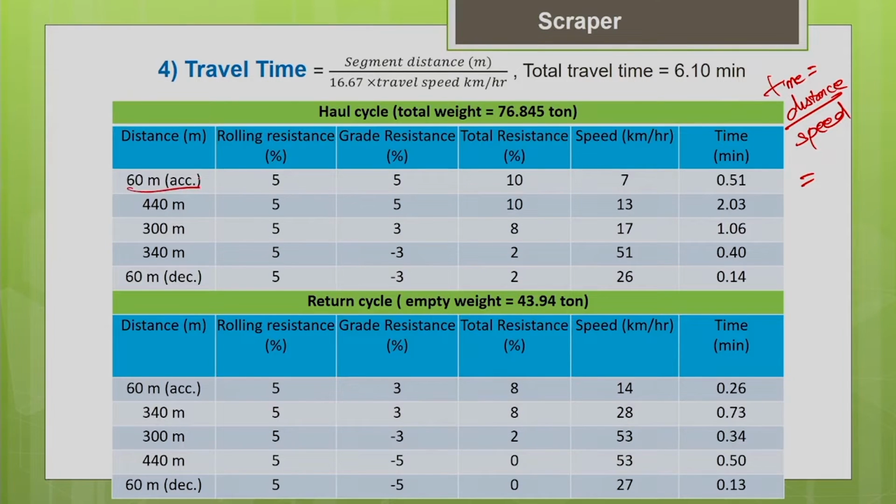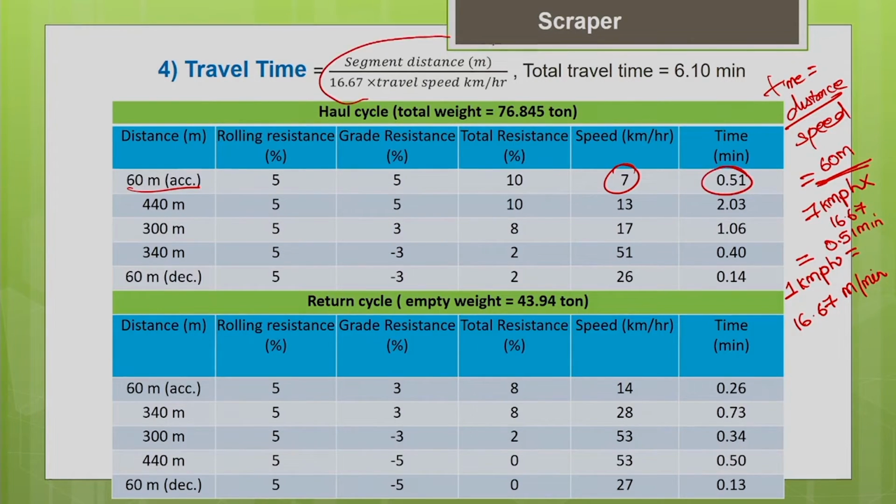Say for the first 60 meter, the speed is given in kilometers per hour, 7 kilometer per hour. Haul distance is in meter. So let me convert the kilometer per hour into meter per minute. 1 kilometer per hour equals 16.67 meter per minute, the conversion factor. So multiplied by 16.67, you will get the answer as 0.51 minute. Your travel time is segment distance divided by travel speed in kilometer per hour, into 16.67, that is your conversion factor.